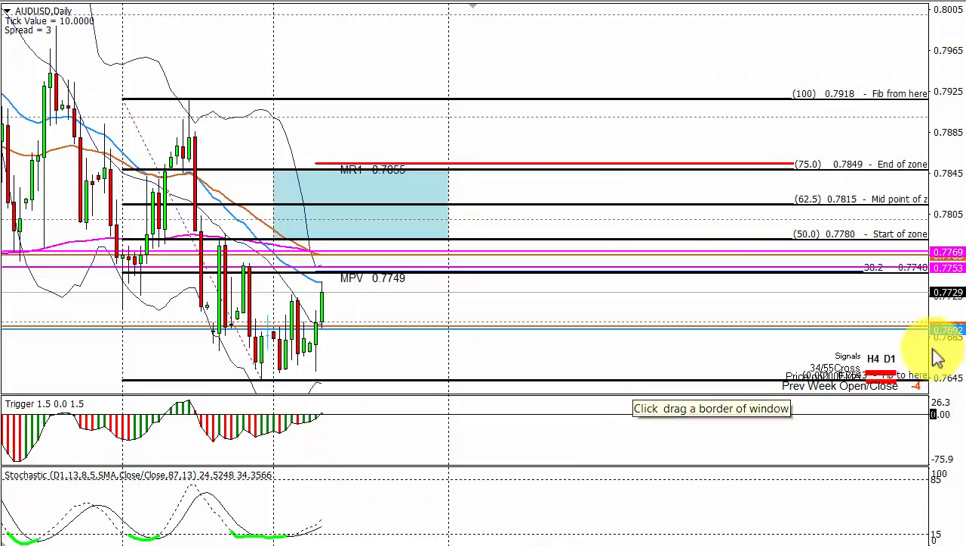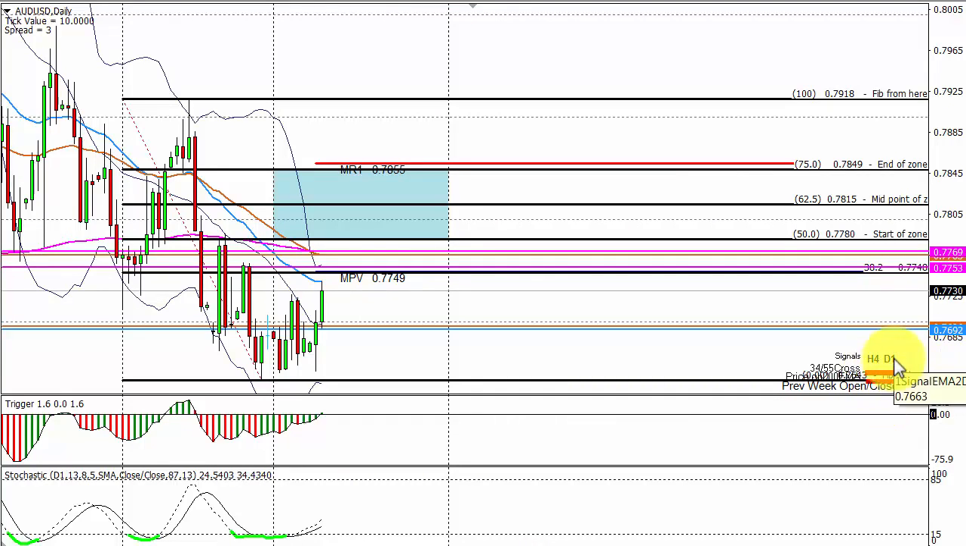Aussie US dollar daily chart. Why the daily chart? The 4 hour tells us to long, daily tells us to long. However, last week we closed 4 pips lower than the opening. We can't flip the 4 hour, we have to flip the daily. If we do that, we flip from the high to the low. Price is getting close to the 38.2 flip.